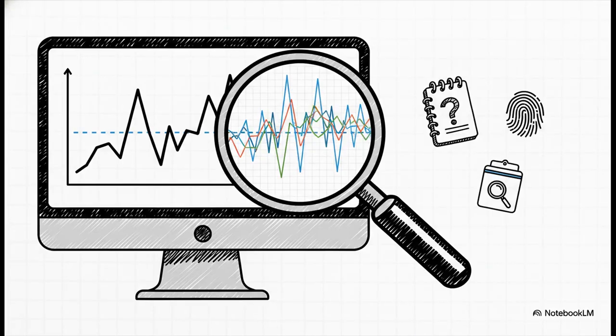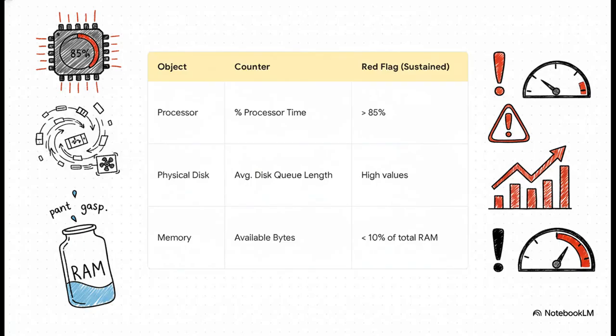But sometimes Task Manager just points you in the right direction. It doesn't give you the smoking gun. For that, we need to bring in the forensics team. And in our world, that's the Performance Monitor. Now, don't let the chart scare you. These are basically the vital signs of your computer.